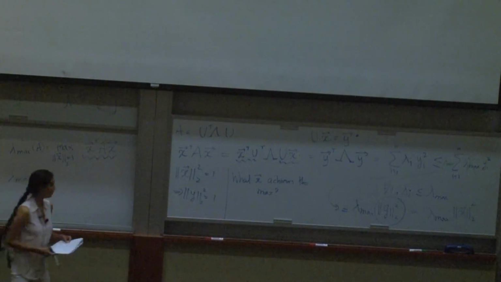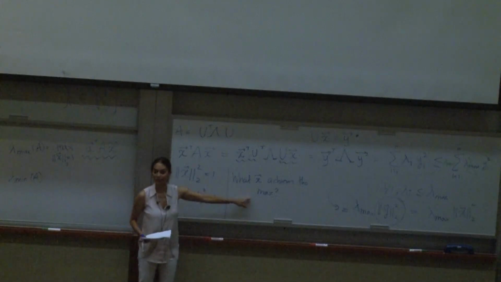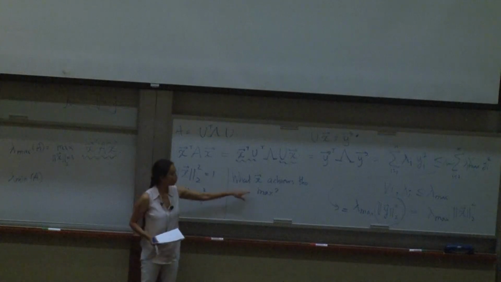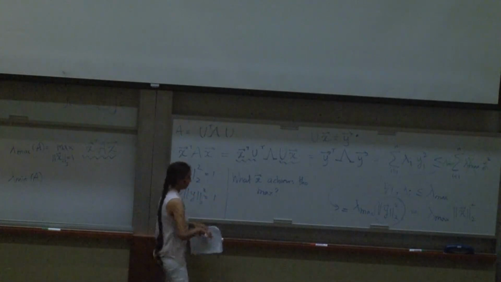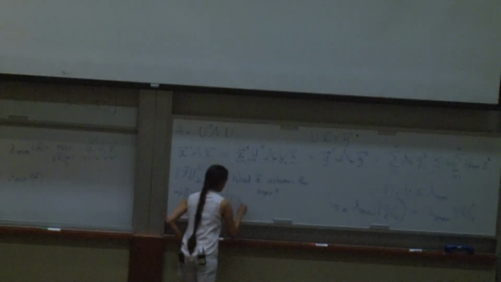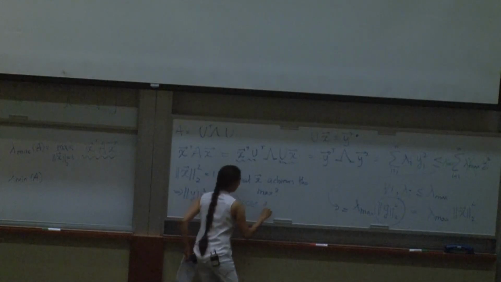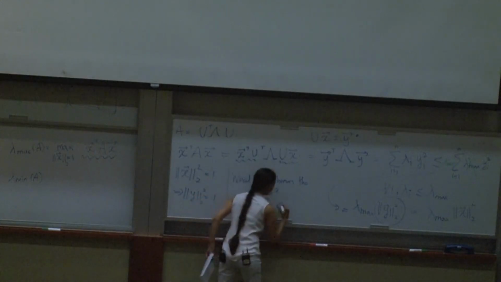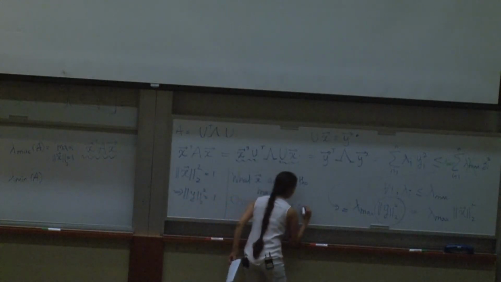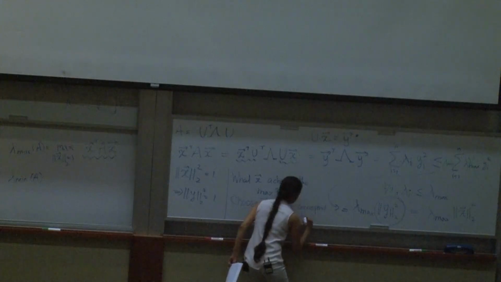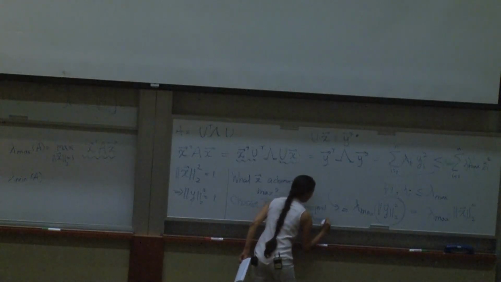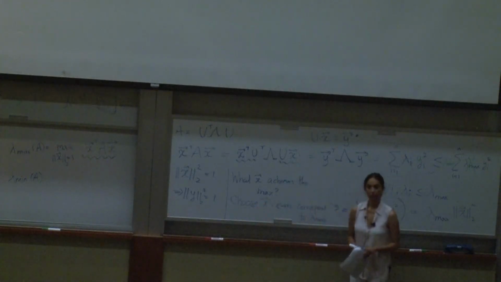That eigenvector that corresponds to lambda max, right? So I know that there exists an x that can achieve this, because I can choose x equal to the eigenvector corresponding to lambda max. Yeah?